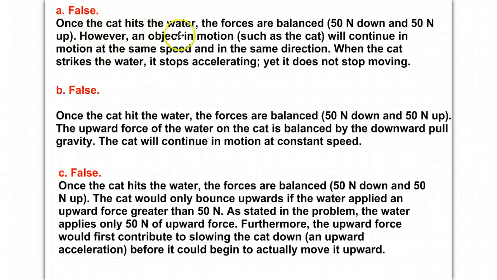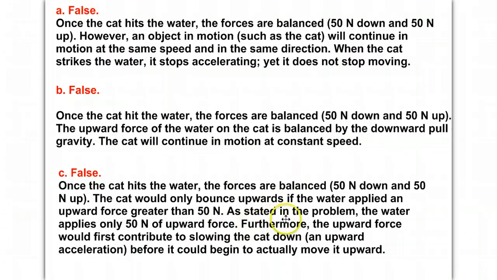First of all, once the cat hits the water, the forces are balanced, and this is true in all these cases. So an object in motion, such as the cat, will continue in motion at the same speed and in the same direction. When the cat strikes the water, it stops accelerating, yet it does not stop moving. Also, the upward force of the water on the cat is balanced by the downward pull of gravity, so the cat will continue in motion at constant speed.